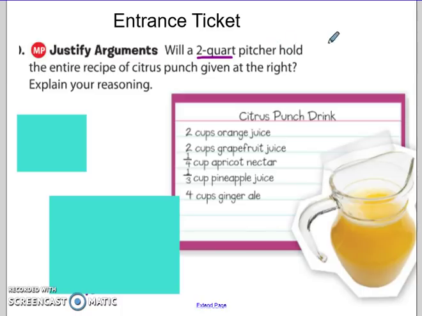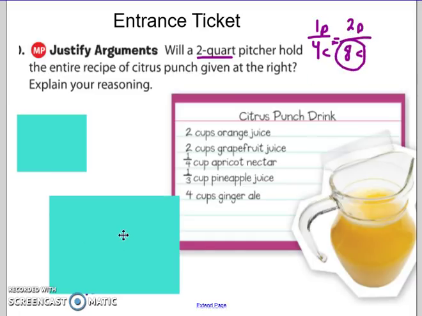So we know there are 4 cups in 1 quart, but this is a 2-quart pitcher. So how many cups can we have? Well, if 1 quart is 4 cups, how many cups would be 2 quarts? 8 cups. And there's our proportion. Okay? So we know our pitcher can hold 8 cups.